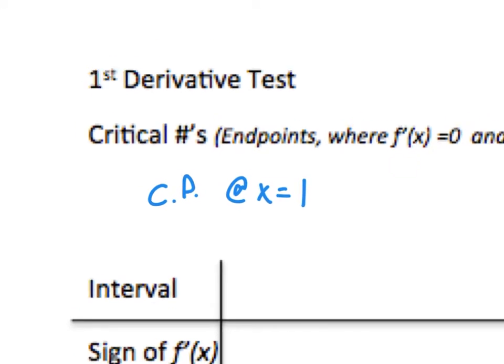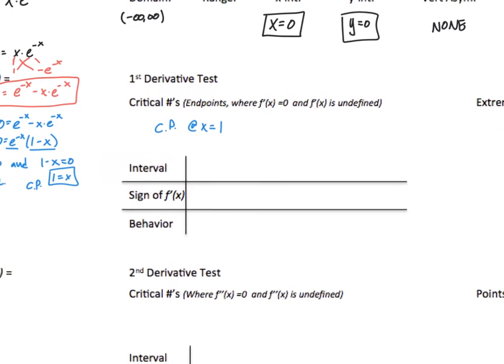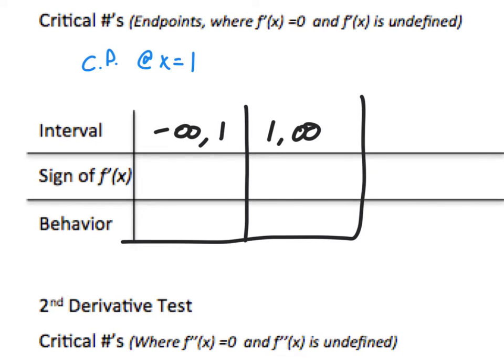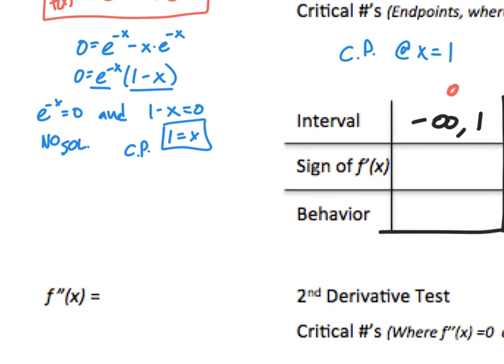So I'm going to go ahead and do my first derivative test here. Now I'm going to split my interval into from negative infinity to 1, and then from 1 to positive infinity. And that's it. I'm going to choose a number between negative infinity and 1, say 0. And then I'm going to choose a number from 1 to infinity, and I'm just going to plug in 2. So let's go ahead and plug these into our derivative here.